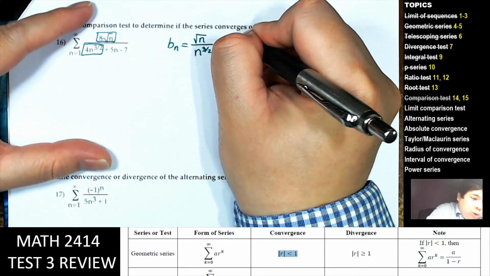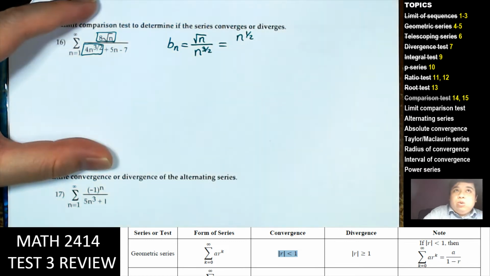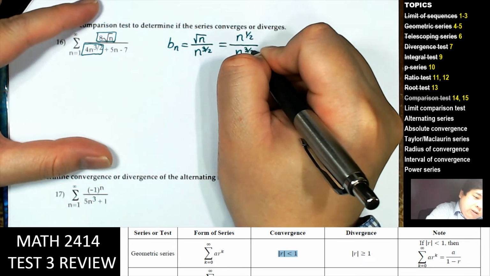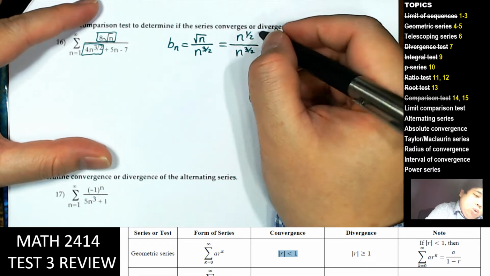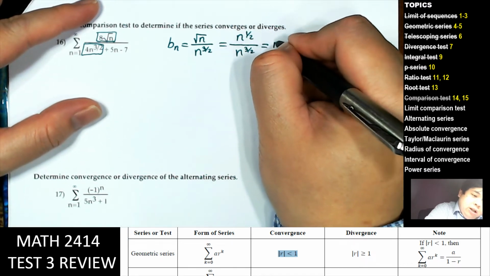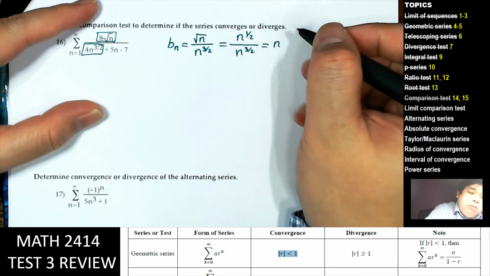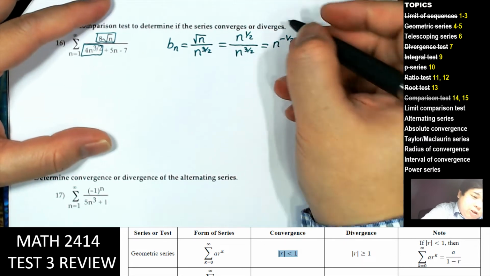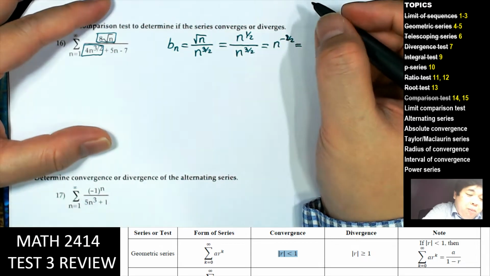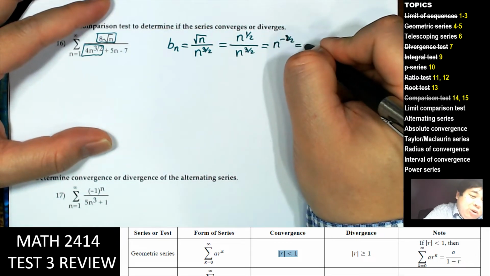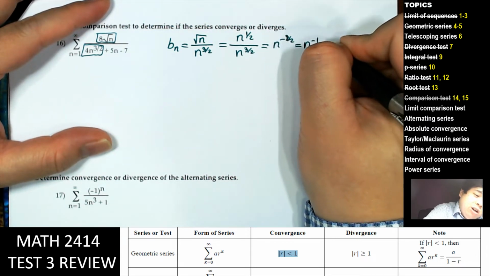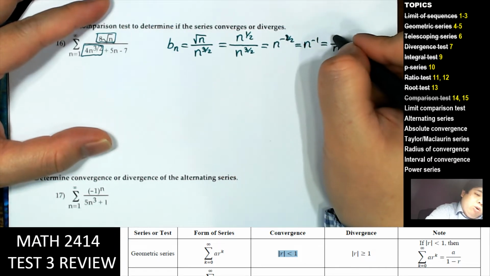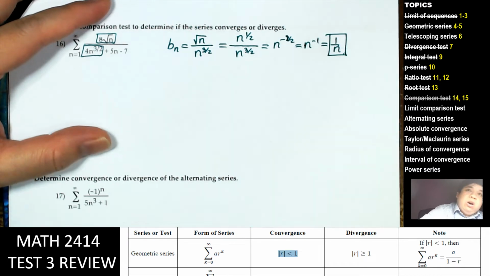So it will be n to the 1/2 on the top, equivalent to the square root, at the bottom n to the 3/2. So when we do this, subtract the exponent. 1/2 minus 3/2 is minus 1/2. I'm sorry, minus 2/2, which is minus 1. So we have n to the minus 1, which will be 1 over n. So we're going to compare with 1 over n.